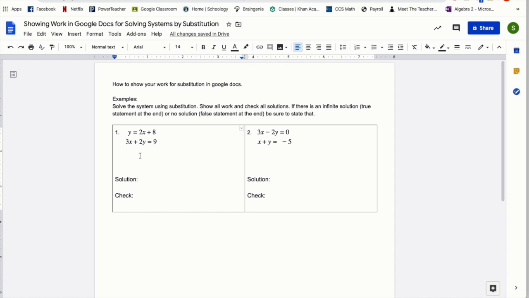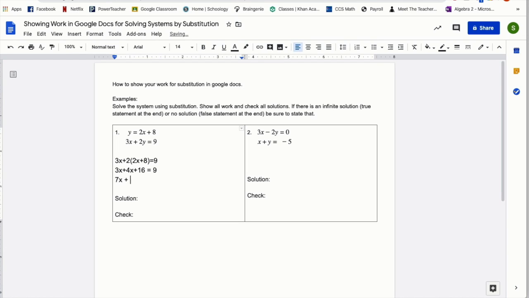So the first one I'm going to have is just 3x plus 2 parentheses, always use parentheses when you substitute, 2x plus 8 equals 9. When I distribute that, I get this little equation, and combine my like terms. Now this stuff is not hard to type. This is where showing work gets a little tricky. My next step would be to subtract 16 from both sides. If you don't want to show that step, you don't really have to. If you want to do it on paper and then copy it into Google Docs, you can leave that step out.